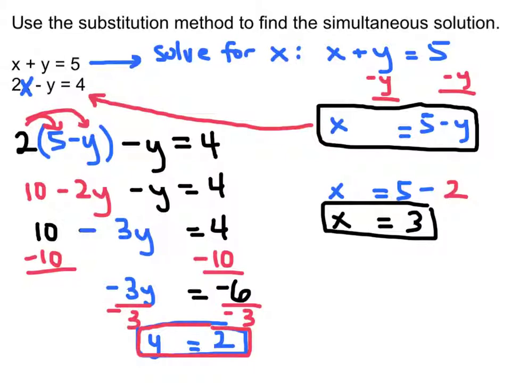So if you want to write your answer as an ordered pair, remember that your solution would be written where the x goes first. So that would be (3, 2). And that's the solution to our system.